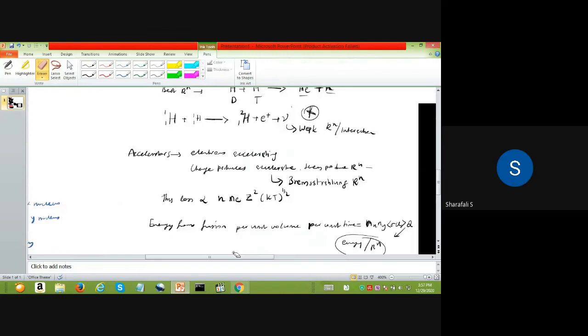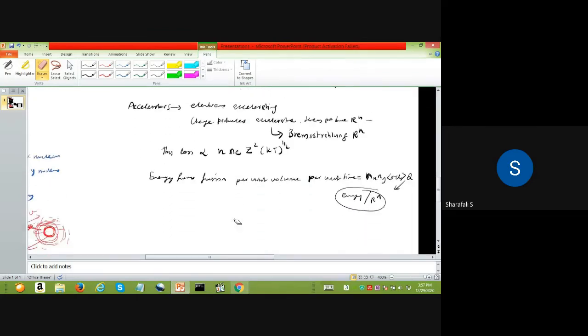So when you consider Bremsstrahlung radiation, that is a loss, and the energy produced per unit volume per unit time through the fusion reaction will be n_x n_y times the average value of sigma v times q, where q is the energy per reaction. If this many reactions happen in unit time, then this number times the rate times q will be the energy produced from fusion per unit volume per unit time.